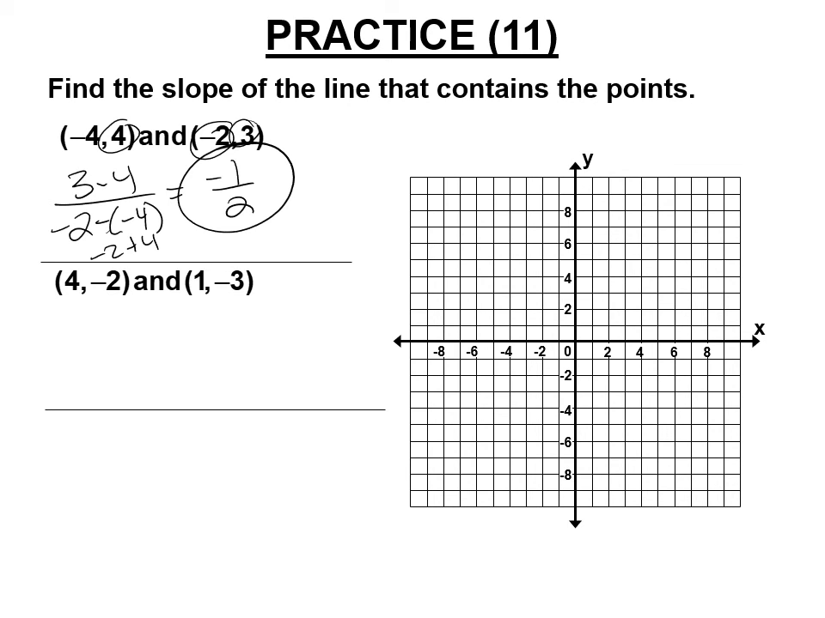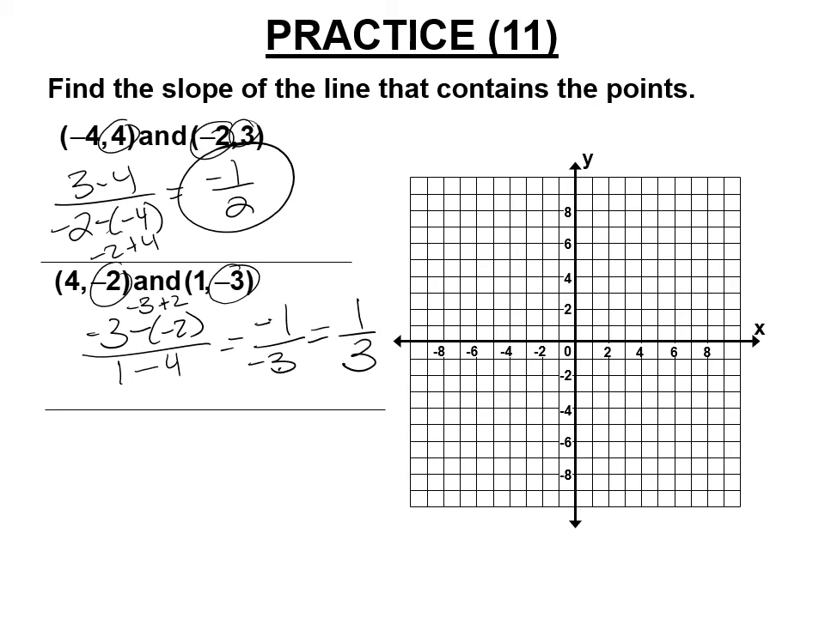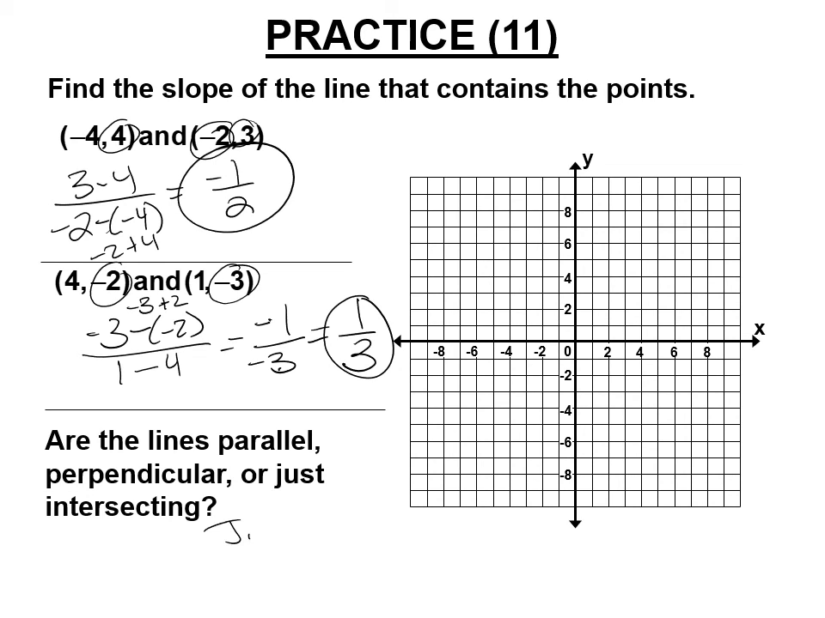The second one, all right, I'm going to do negative 3 minus negative 2, which gets me negative 1 again, right, because it's negative 3 plus 2. I started with negative 3 here, so 1 minus 4. 1 minus 4 is negative 3. I got two negatives here, so I got positive 1/3. So they have totally different slopes. They're not the same. They're not negative reciprocals. What does that mean? It means they're just intersecting.